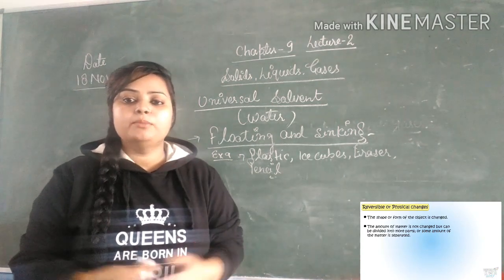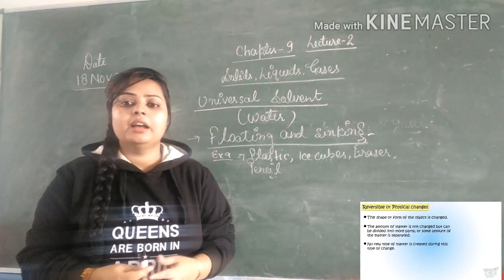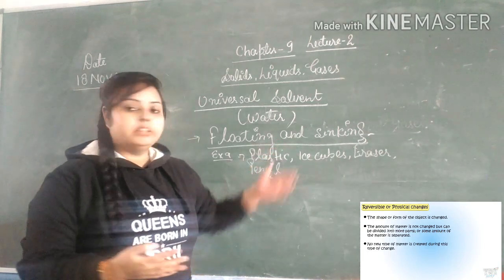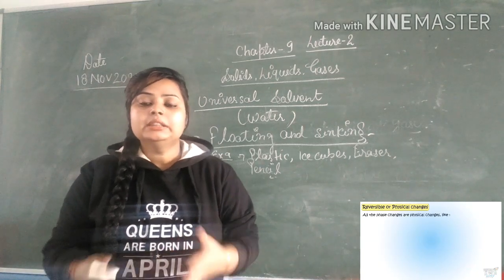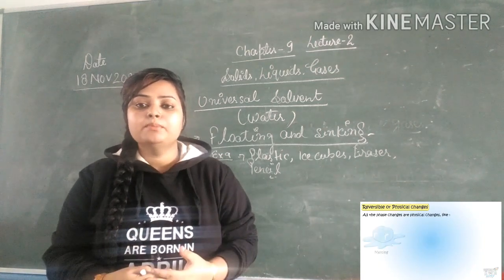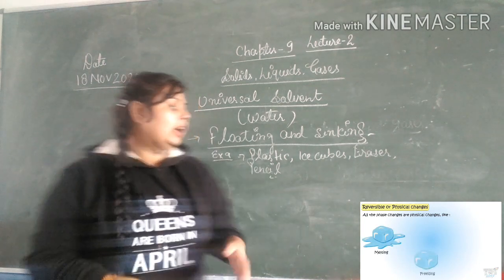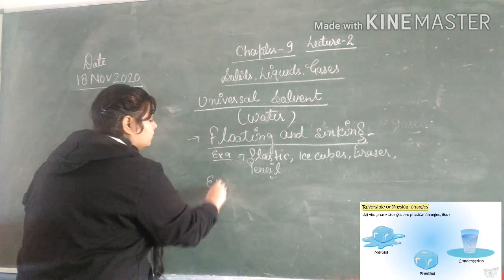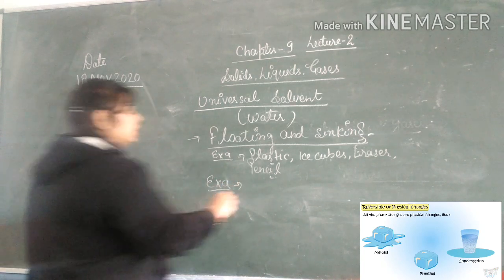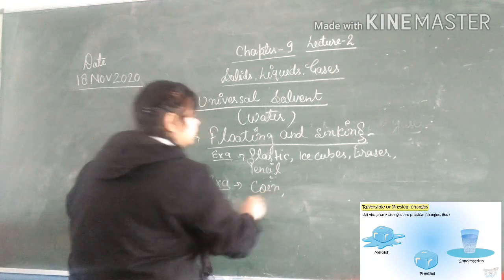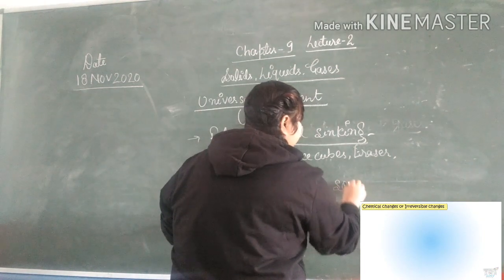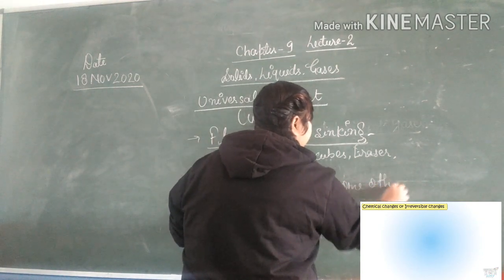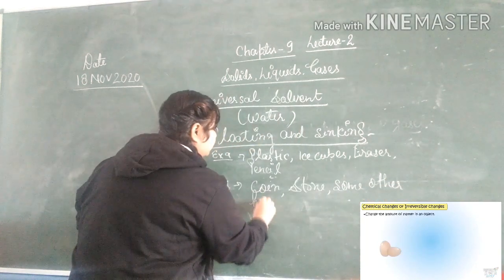But some objects are heavier than the water or the solvent. They sink to the bottom, and examples of that type of objects are coin, stone, and some other heavy objects.